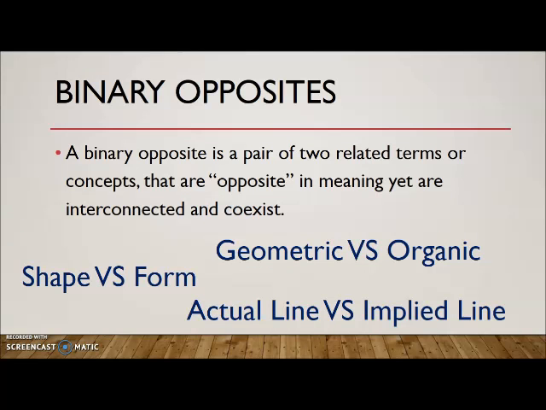Again, let's revisit the binary opposites concept. A binary opposite is a pair of two related terms or concepts that are opposite in meaning yet are interconnected and coexist. Like shape is the opposite of form. Geometric is the opposite of organic. Actual line, the opposite of implied line. This concept will also be applicable to understanding the different categories and qualities of value.